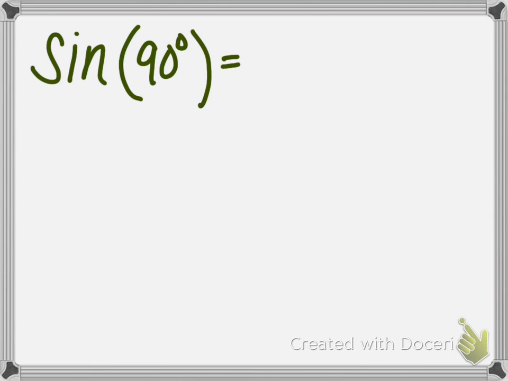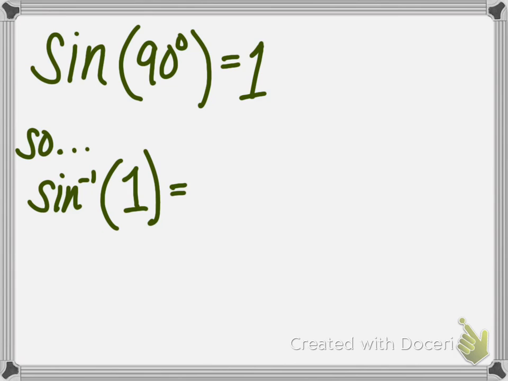So let's think about sine of 90 degrees. Well, if I think about where I am coordinate-wise, I'm straight up, so sine of 90 is going to be 1. So sine inverse of 1 has to give me the angle that produced 90. There we go, right? Well, there's a slight problem.